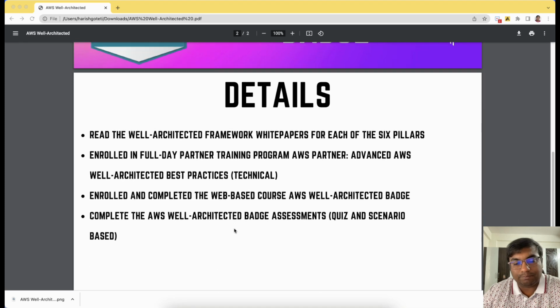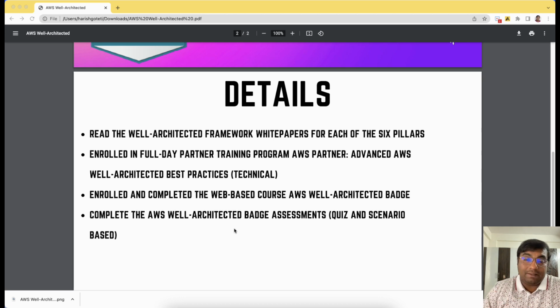Step one is really understanding the Well-Architected Framework. There is a white paper for each of the six pillars, and I completely read all six. You have to read it, understand it, digest that information and use it when required. You don't need any training for this, they are available online. You just download them or read online. So that's the first step.